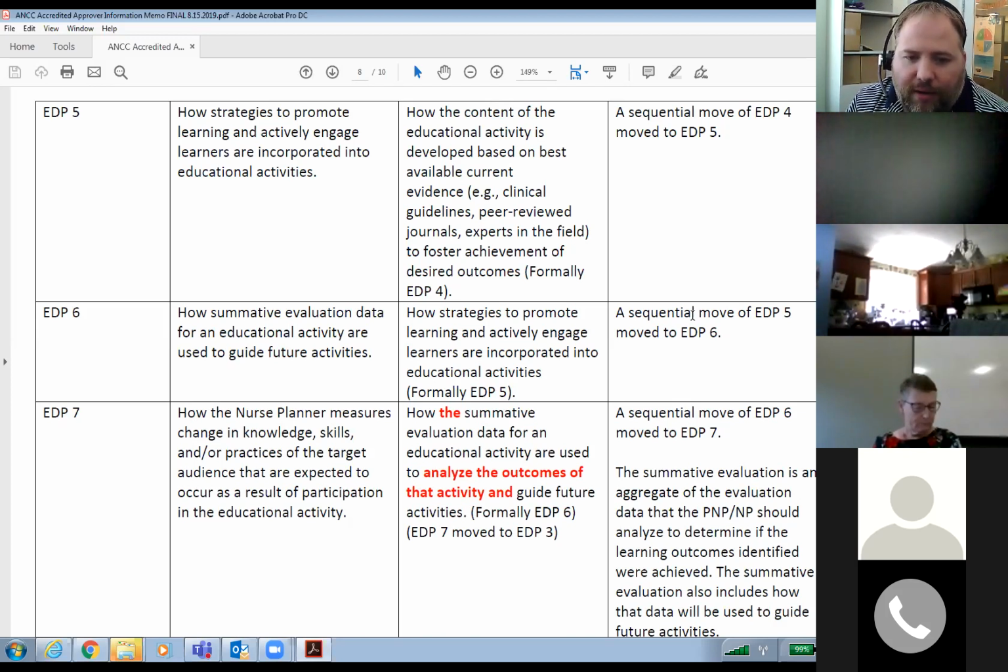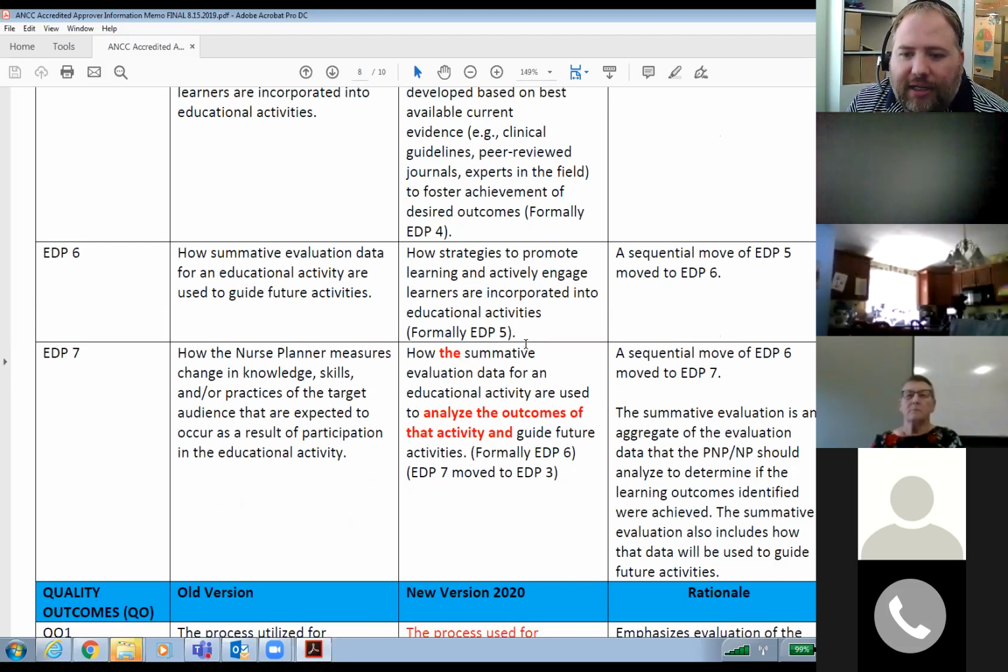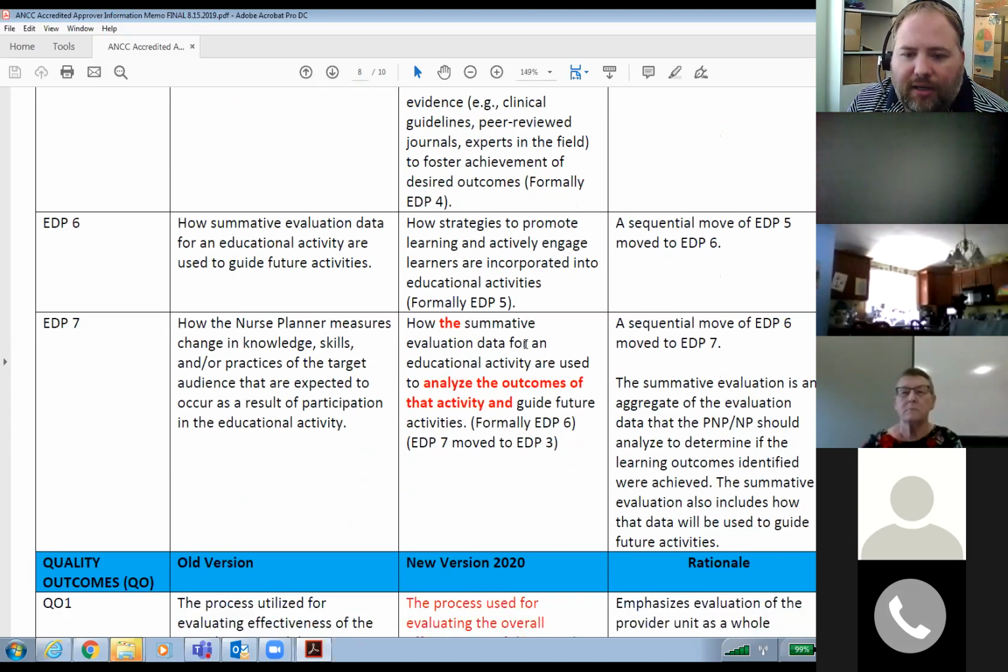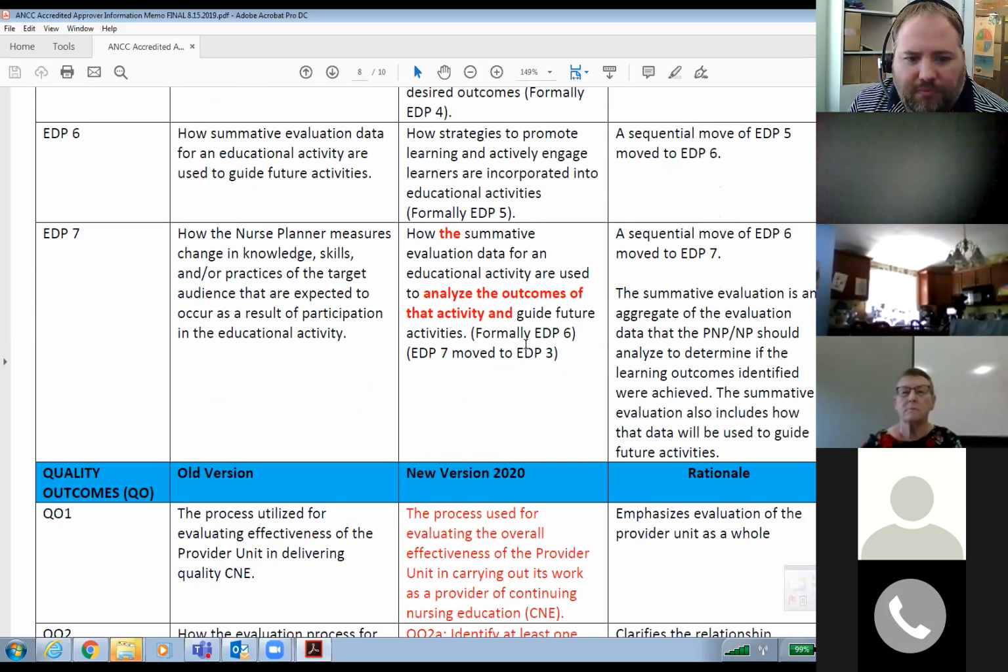Hopefully that will help them understand this isn't just a data dump, it's taking that data and giving us a summary of what was happening and what they plan to change.